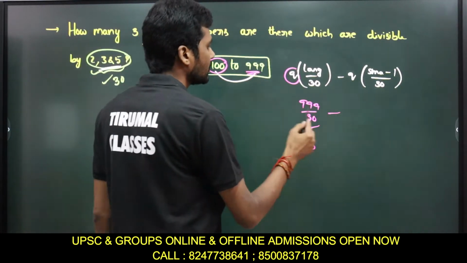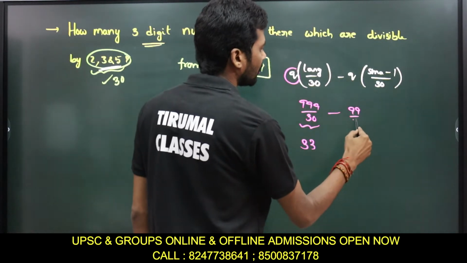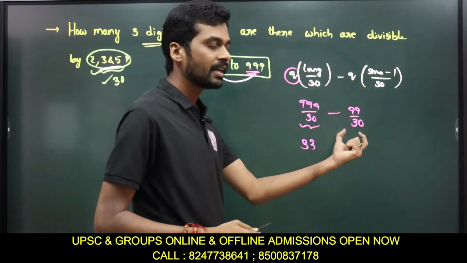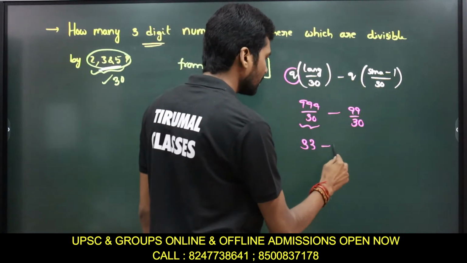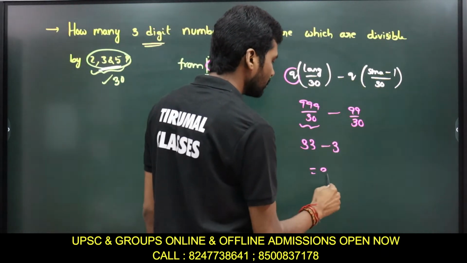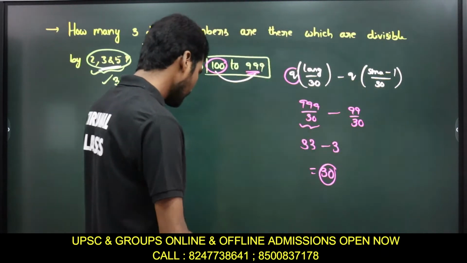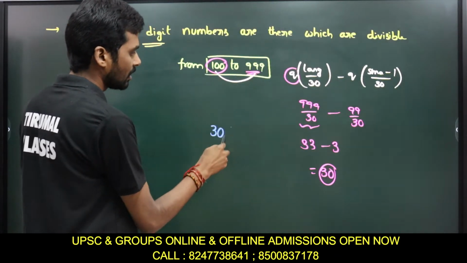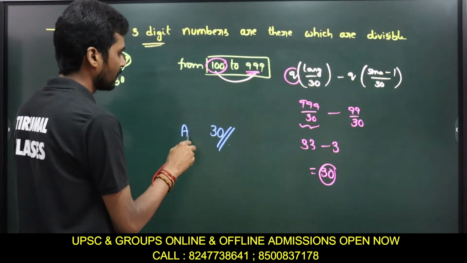100 minus 1 means 99, divided by 30. What is the quotient part of 99 when it is divided by 30? It is 3, so 33 minus 3 is what? 30. So the answer is 30. 30 is the final answer.